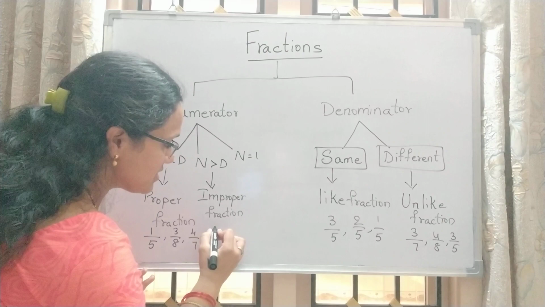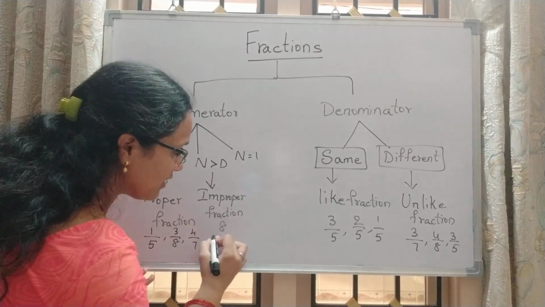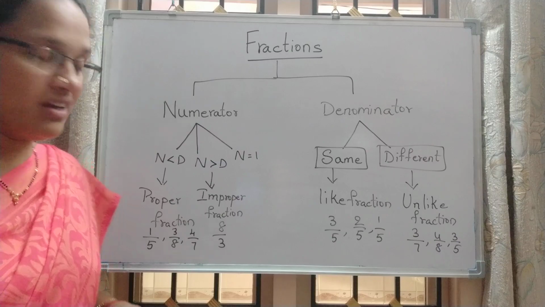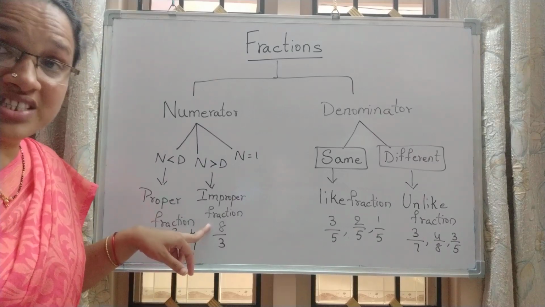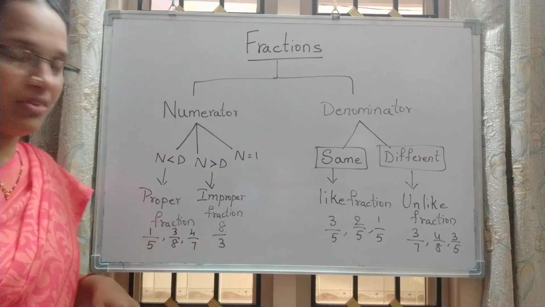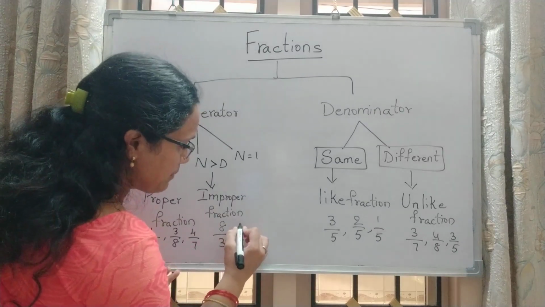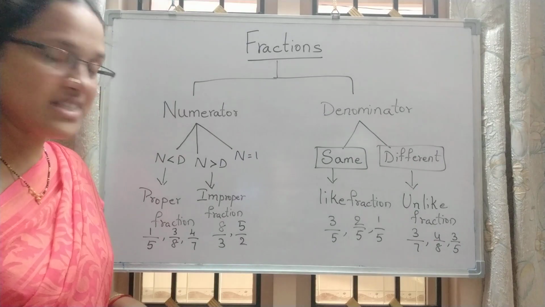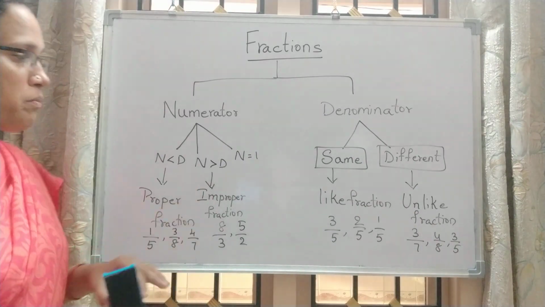Improper fractions mean the numerator is greater than the denominator. See now, for example, 8 by 3. 8 is the numerator, which is greater than 3, the denominator. Next example, 5 by 2. Yes, so these are examples of improper fractions.